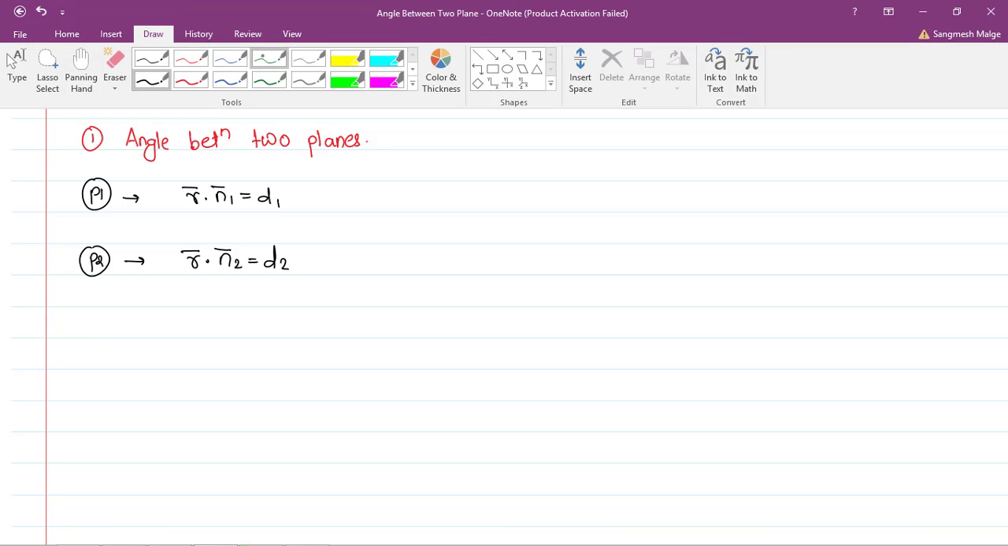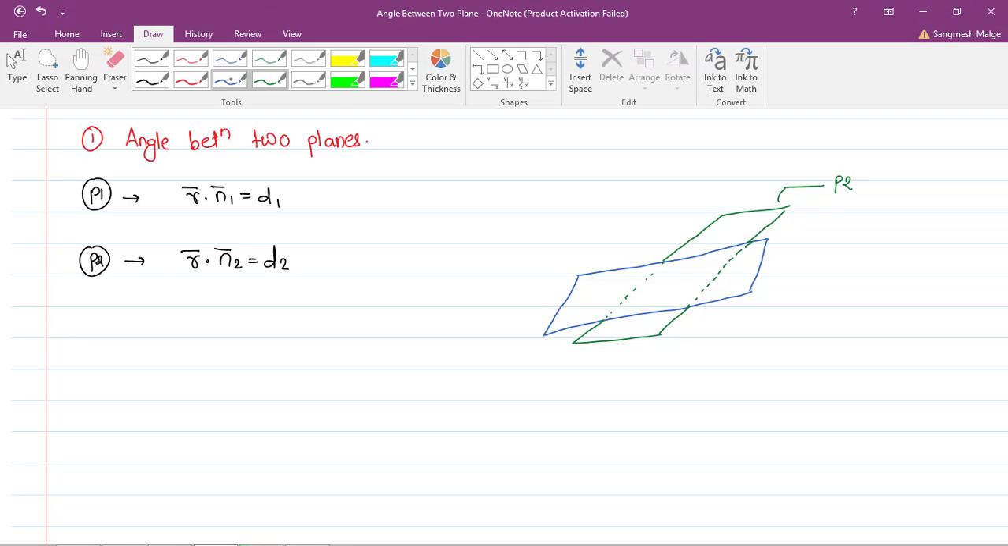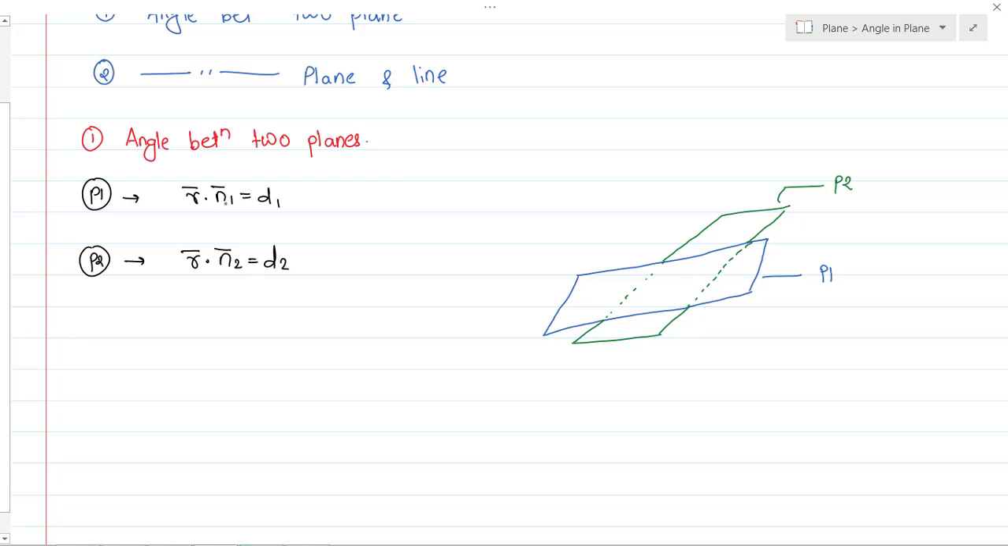Let me draw the figure, and that will make it easy to get the concept. Suppose this is the first plane, and let's have another plane here. These are two planes. Suppose this is plane 2, this is p2, and this is p1. What will be the n1? n1 is perpendicular to p1.